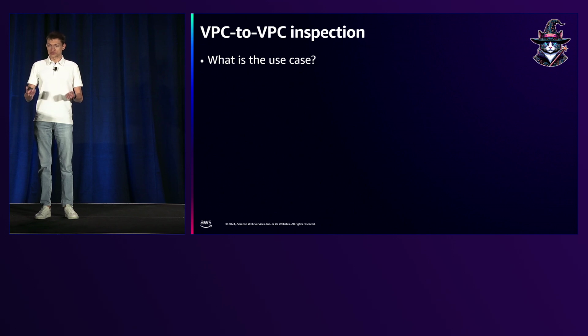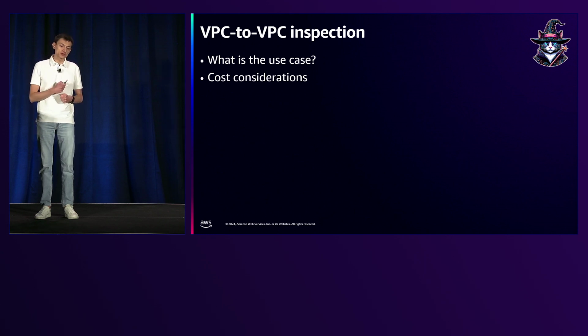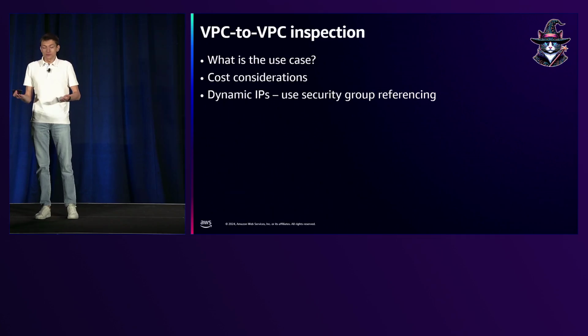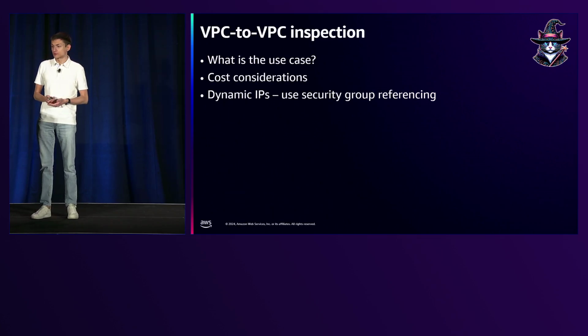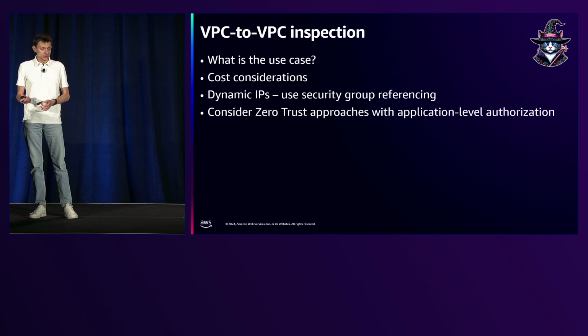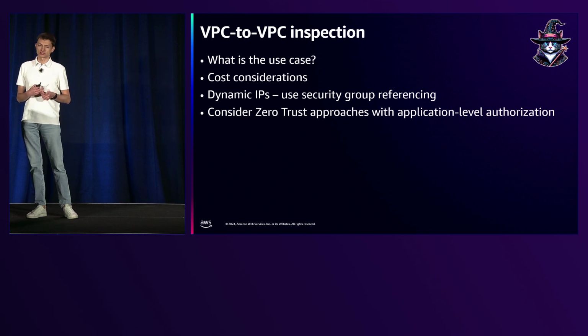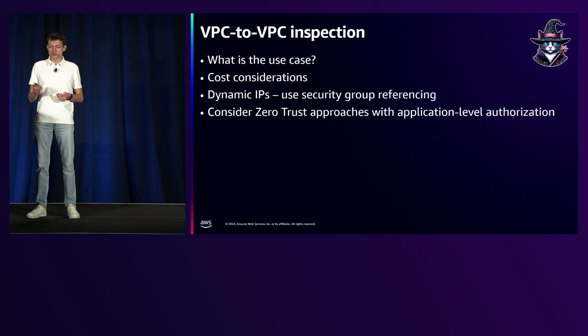You will probably have your traffic encrypted. So what exactly will be there on the firewall? And there will also be cost considerations. If you send all of the traffic through a firewall, it might get quite expensive. For dynamic IPs, for example, maybe security group cross-referencing will be a better fit because you don't have to change some kind of firewall rules. And also, you might want to consider zero-trust approaches where you do some kind of authentication and authorization on the application layer itself. So services like Amazon VPC Lattice can help you achieve that.